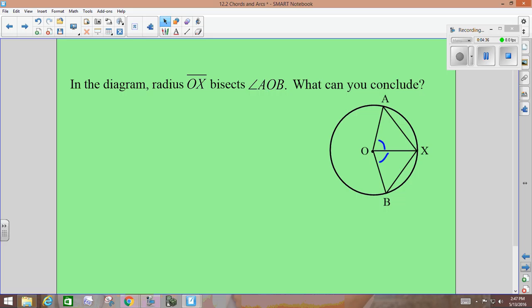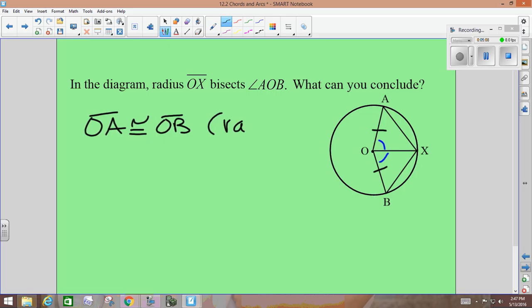Why are OA and OB the same length? What's the theorem say? Okay. What does OA represent on my picture? What kind of line? Yup. So why is OA congruent to OB? There you go. Those two are congruent because they're both radii in the same circle.